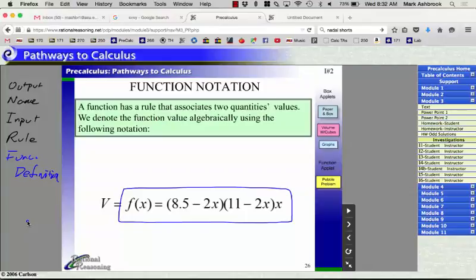Which one's the rule? The rule is the formula, the right side. The rule is what you do to the input to get the output. But now when you say f of x equals that, that's then the whole function definition. Over here, this is what we refer to as function notation. You'll have problems that say, use function notation to yada, yada, yada. So that thing on the left is called function notation, f of x.